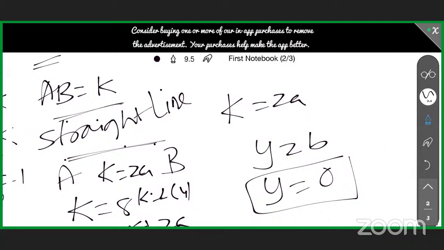Do you understand, sir? Hello? Yes, sir. Now, the equation is y is equal to 0. Just now I told, why are we getting y is equal to 0?